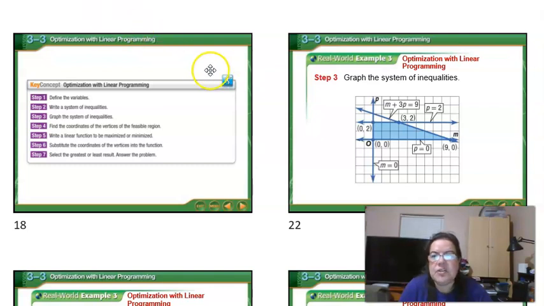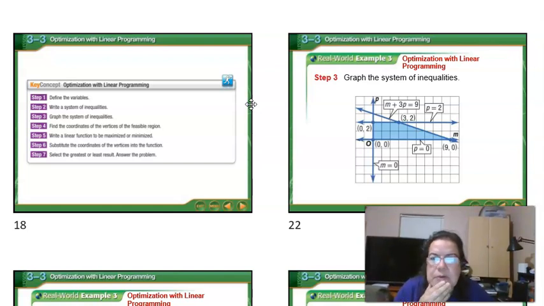So in the next section, 3-3, we learn about optimization with linear programming. And so basically we're going to continue looking at the inequalities and bounded regions and so on. If you look at slide 18, which is the first slide of the 3.3, you'll notice that it gives you certain steps to follow to be able to solve some of these types of problems.